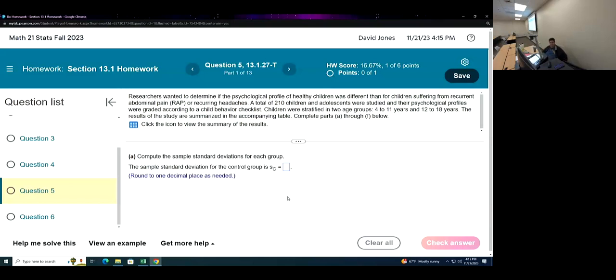Number 5 says researchers wanted to determine if the psychological profile of healthy children was different than for children suffering from recurrent abdominal pain or recurring headaches. A total of 210 children and adolescents were studied, and their psychological profiles were graded according to a child behavior checklist. Children were stratified into 2 age groups, 4 to 11 and 12 to 18. The results of the study are summarized in an accompanying table. Complete parts A through F.